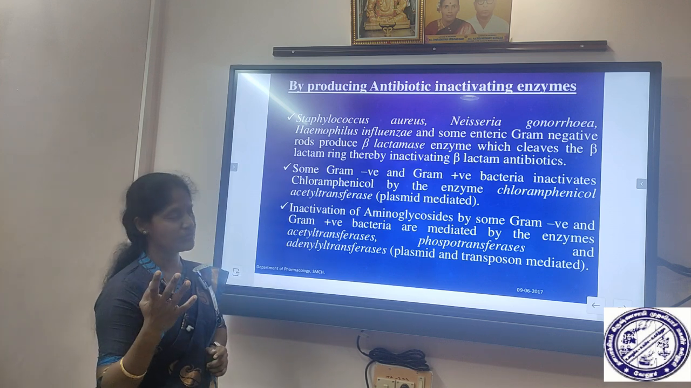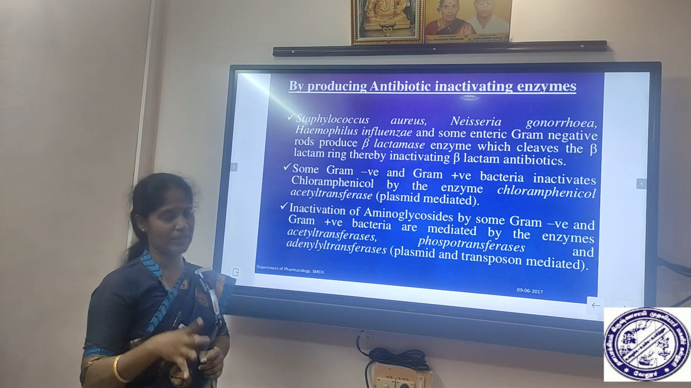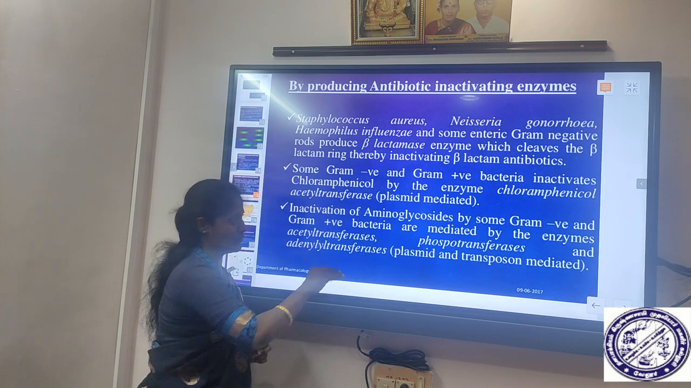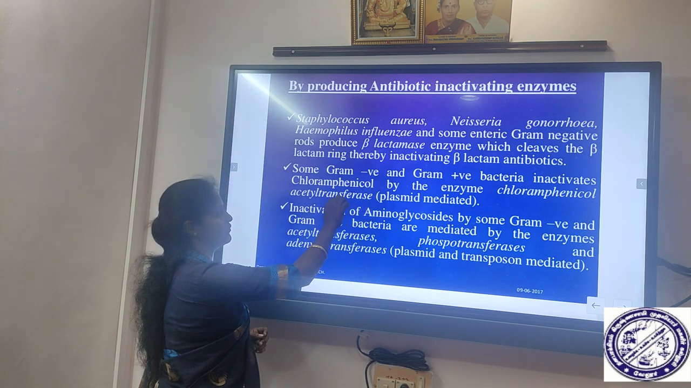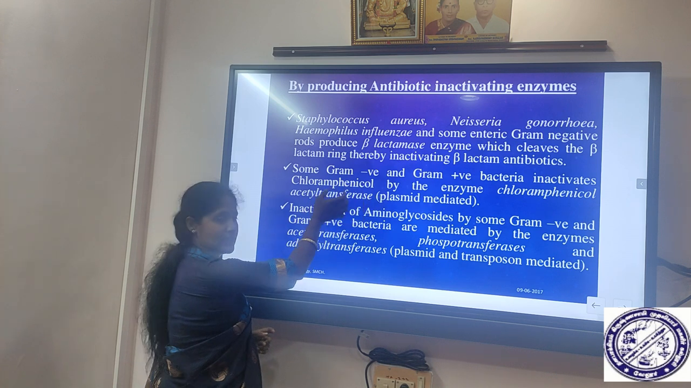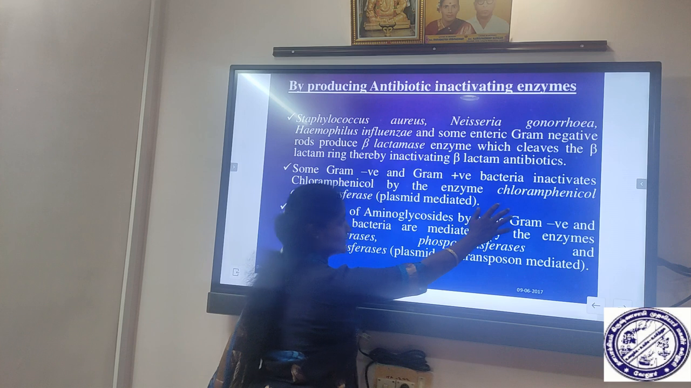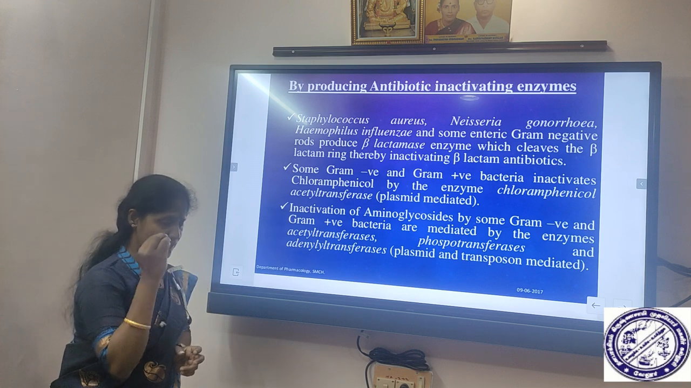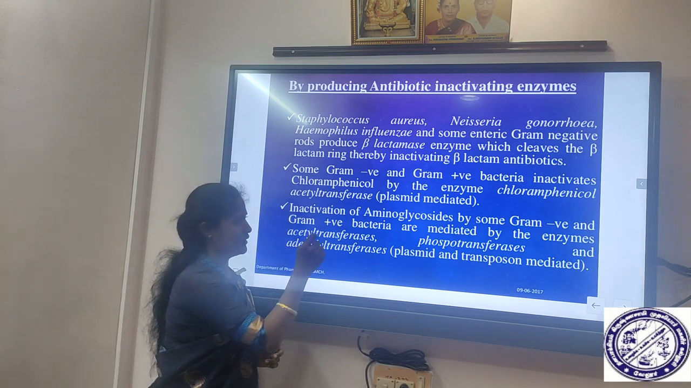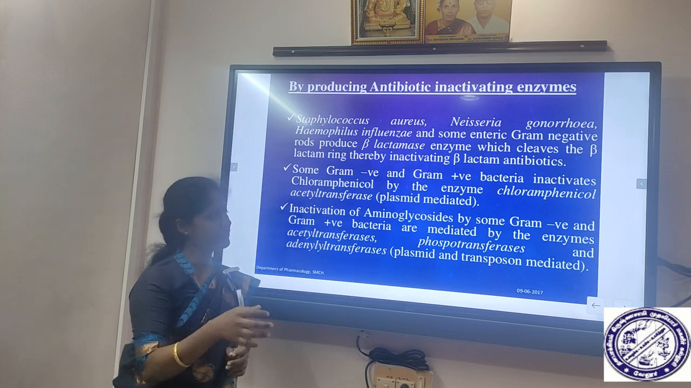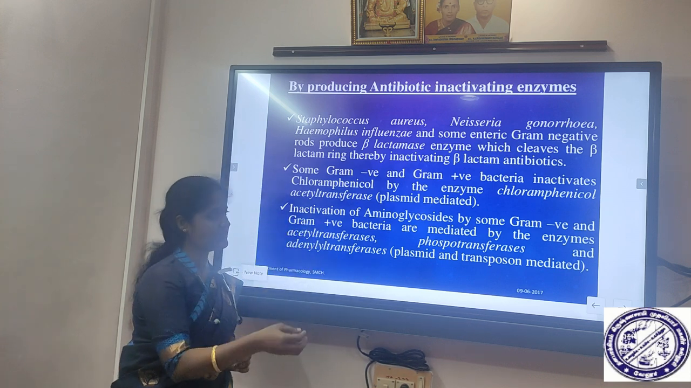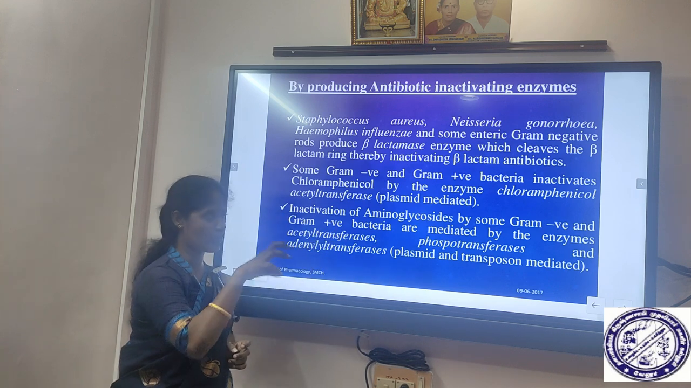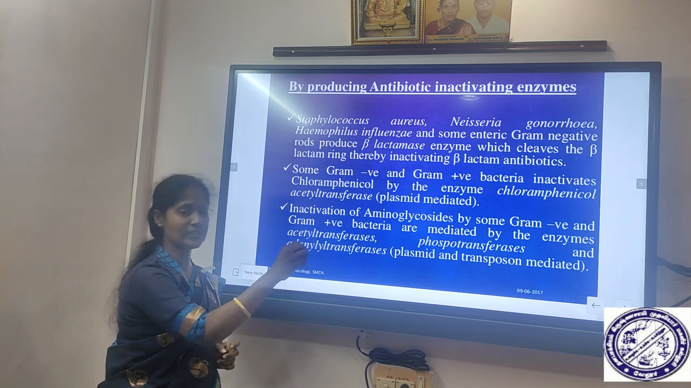And there are certain organisms, gram-positive and gram-negative. Some of the gram-positive and gram-negative organisms inactivate chloramphenicol, an antibiotic, by means of an enzyme called chloramphenicol acetyltransferase. It is very easy to remember: acetyltransferase is the general term. If it is called chloramphenicol acetyltransferase, it means the organism is resistant to chloramphenicol. It possesses the enzyme chloramphenicol acetyltransferase which inactivates chloramphenicol.